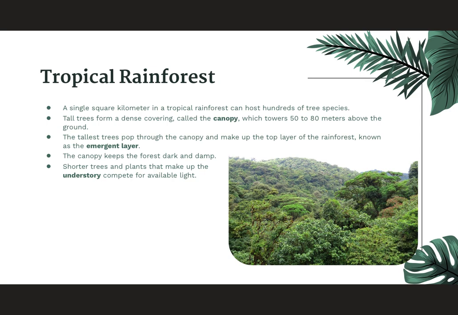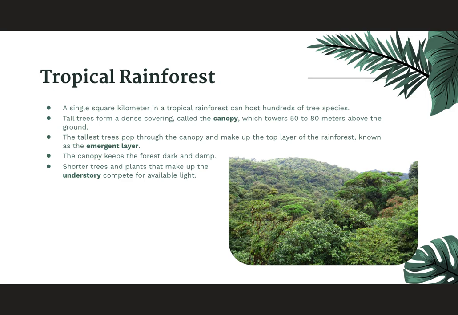So continuing with tropical rainforests, a single square kilometer in a tropical rainforest can host hundreds of tree species. Tall trees form dense coverings called a canopy, which towers 50 to 80 meters above the ground. So if you look in the picture off to the side, that's what you're seeing, the tree canopy.